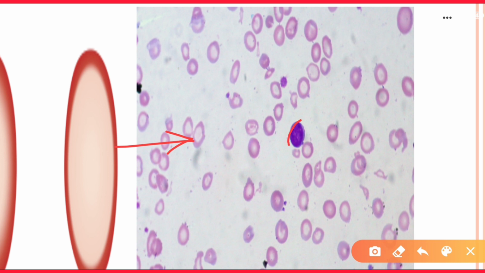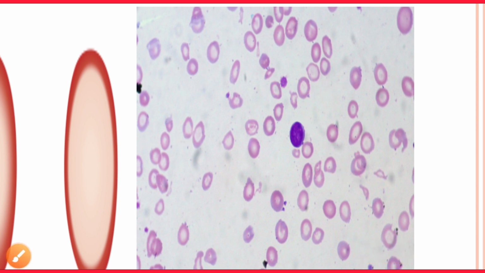The size of the red blood cell is decreased as compared to the lymphocyte, right? So you have the microcyte as well as hypochromia. Just see, there is an increased central pallor. Just see, the hemoglobin is decreased very much in the red blood cells, right?